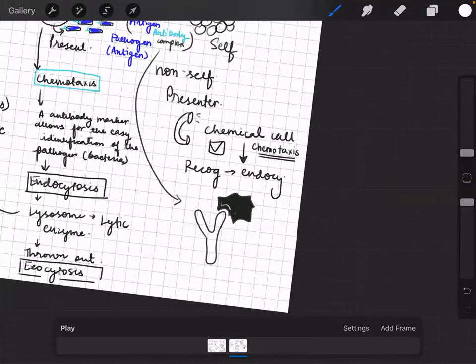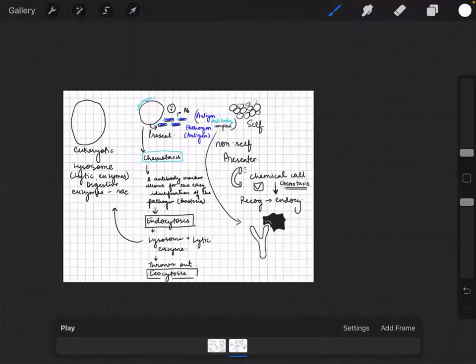Is that making sense? Did you understand till here? Do you want me to go over any part one more time? No, yeah, I understood. Yeah, this makes sense. Now, this is how a particular antigen will be neutralized.